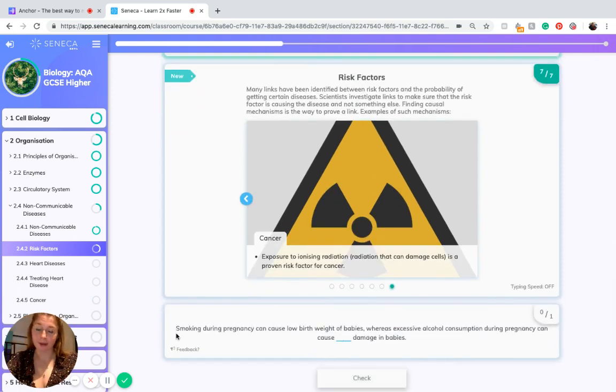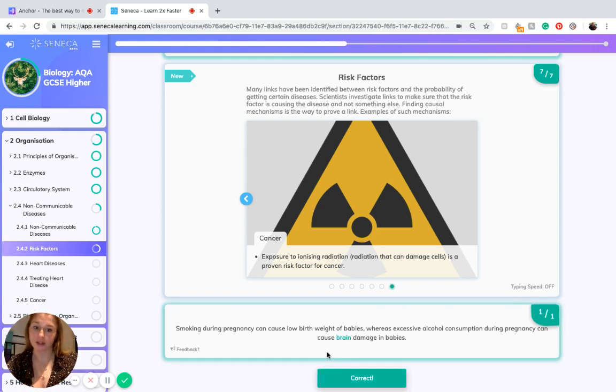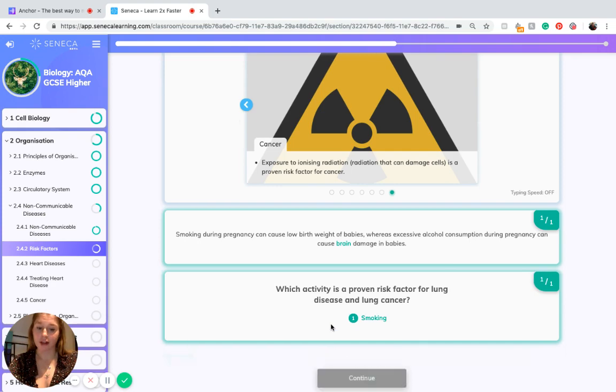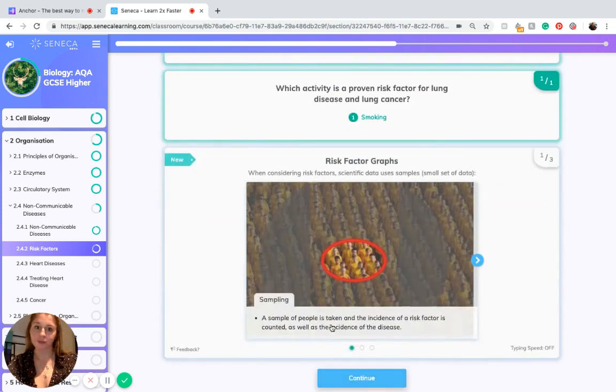So let's just think back about what we've just learned. We know that smoking during pregnancy can cause low birth weight of babies, and excessive alcohol consumption during pregnancy can cause brain damage in babies. And we know that smoking is a proven risk factor for lung disease and lung cancer.